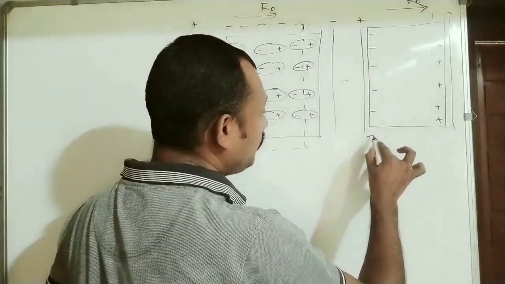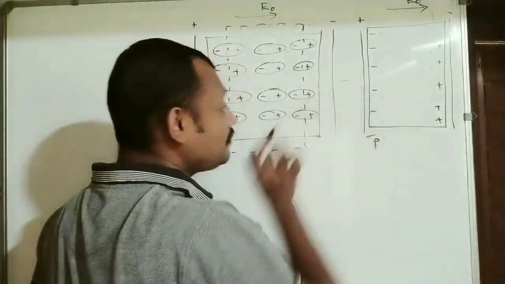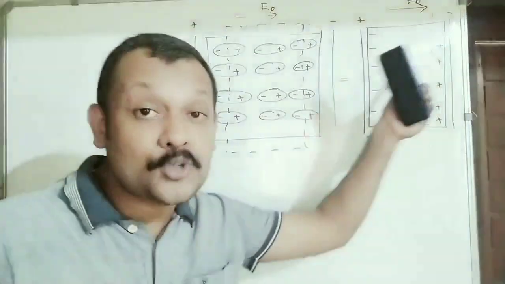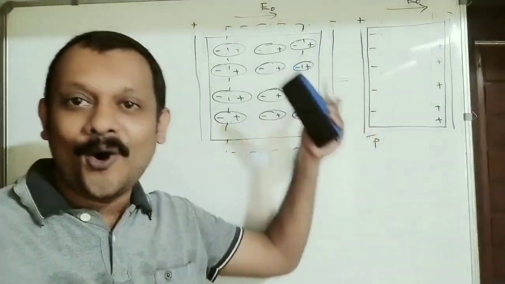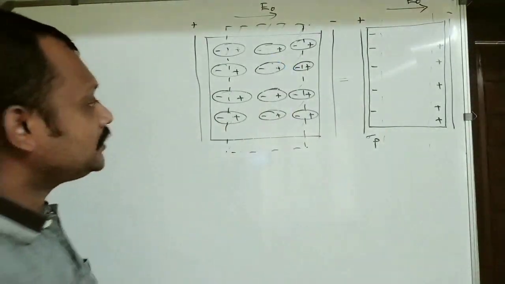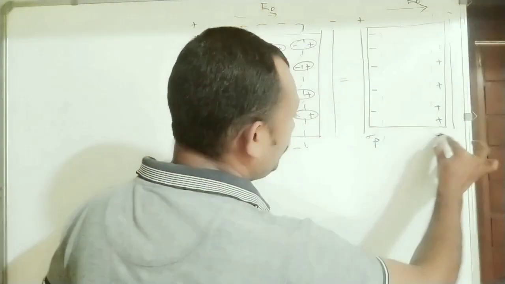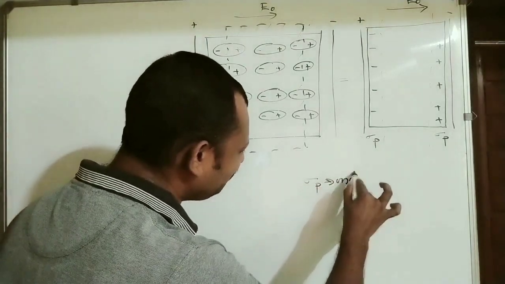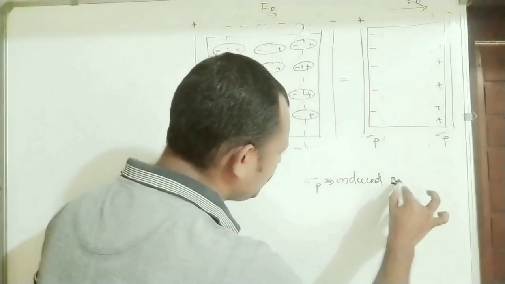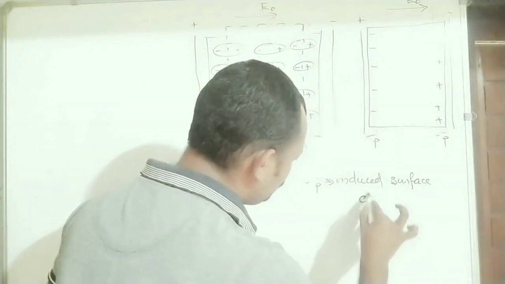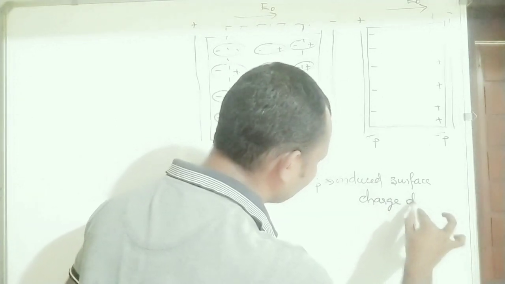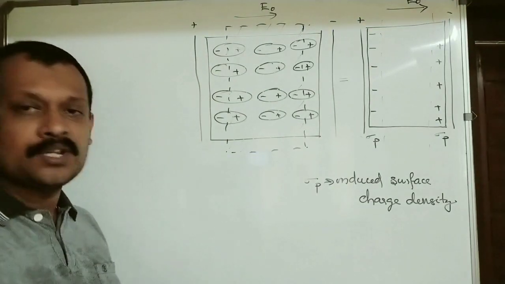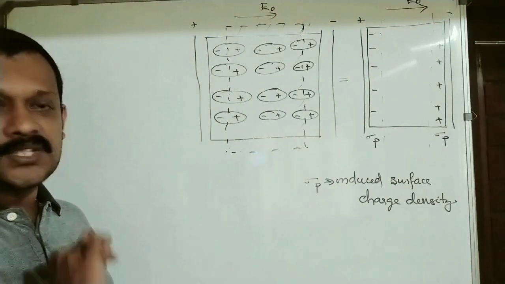So the dielectric is supposed to have a charge density, which is sigma. That is surface charge density, because now the dielectric is supposed to have charges located on its surface. This is minus sigma p, and this is plus sigma p, where sigma p is defined as what is called the induced surface charge density. Sigma p is defined as the induced surface charge density.